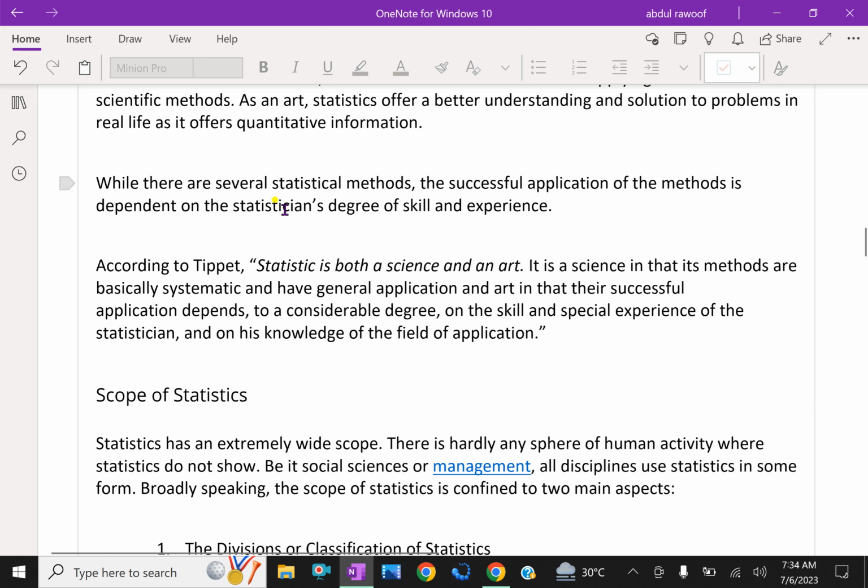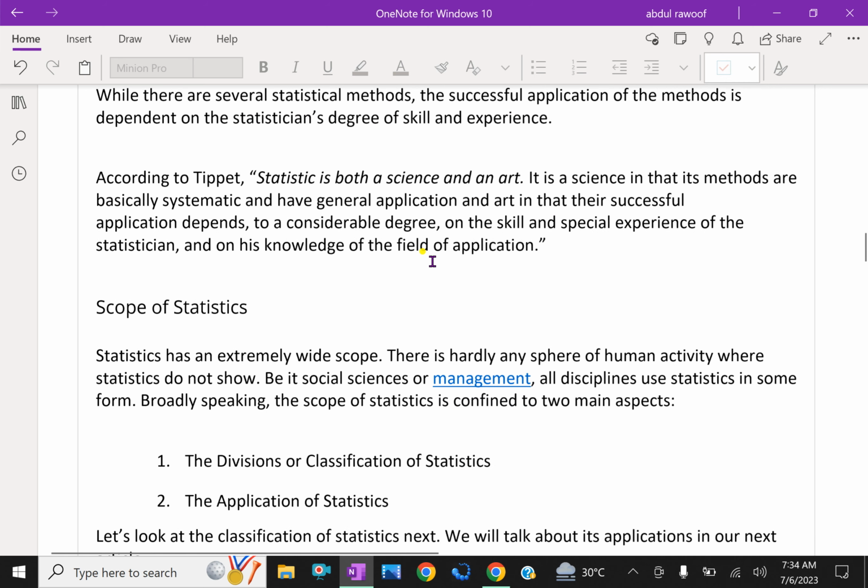While there are several statistical methods, the successful application of the method is dependent on the statistician's degree of skill and experience. According to Tippett, statistics is both a science and an art. It is a science in that its methods are basically systematic and have general application, and an art in that their successful application depends to a considerable degree on the skill and special experience of the statistician and on his knowledge of the field of application.